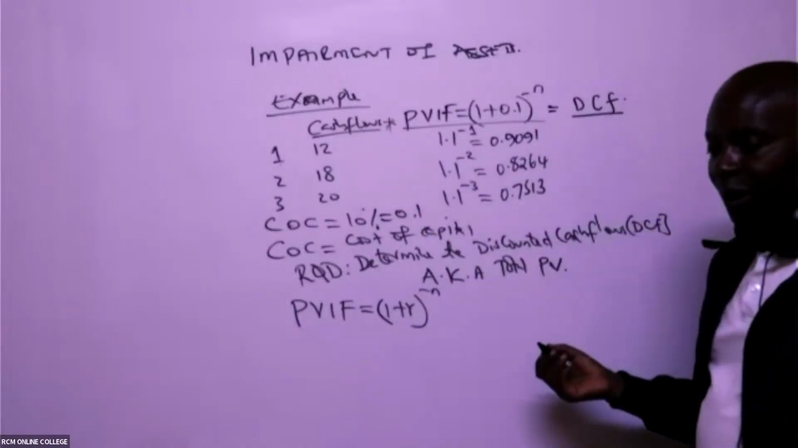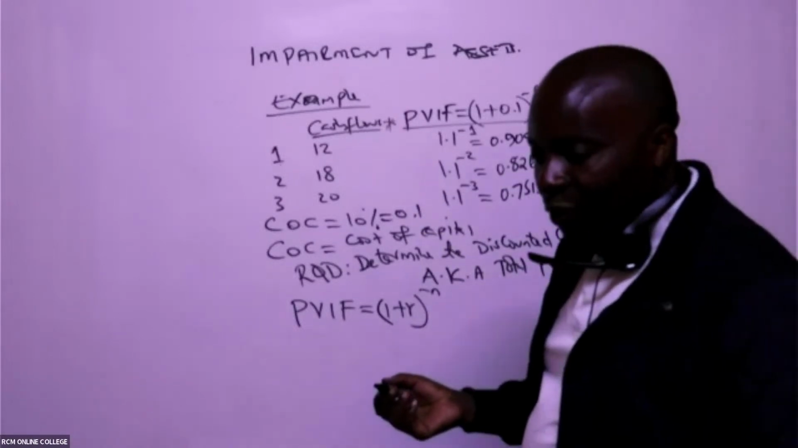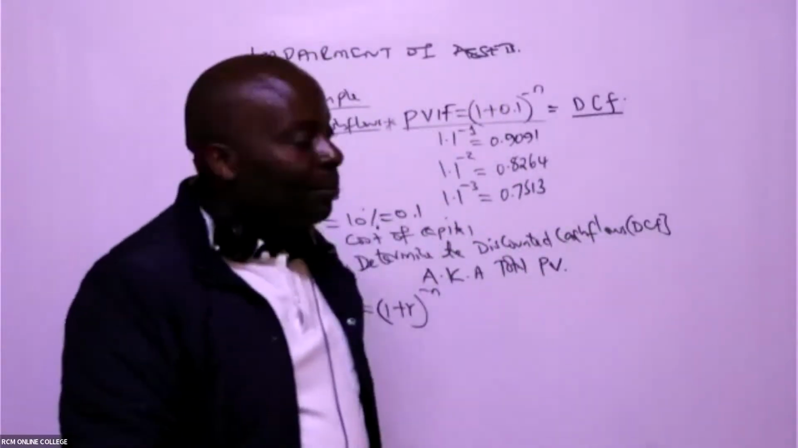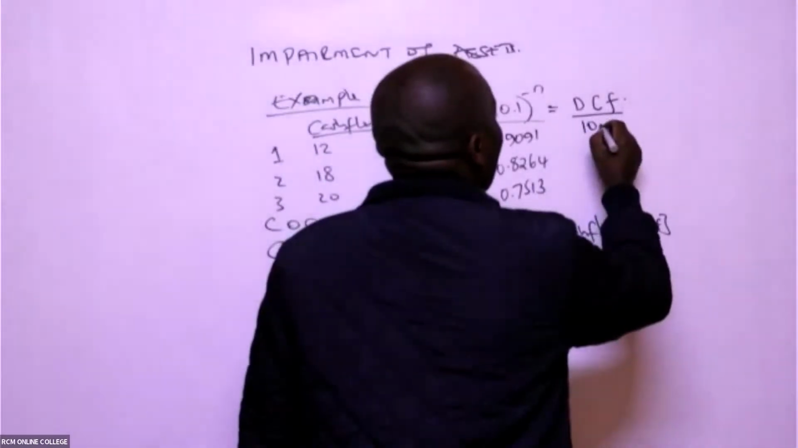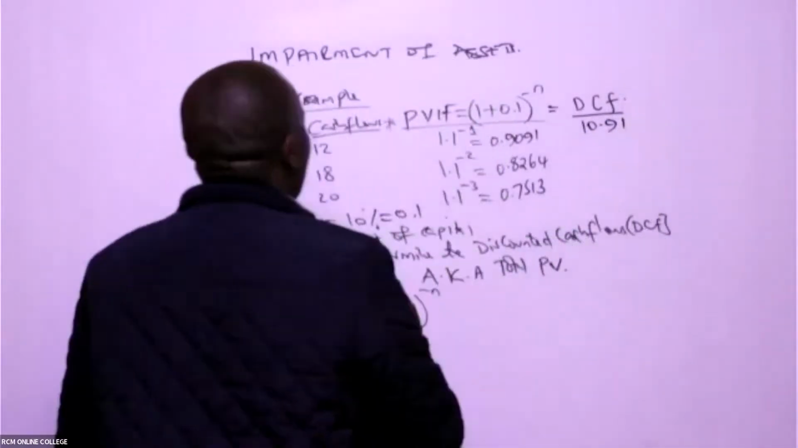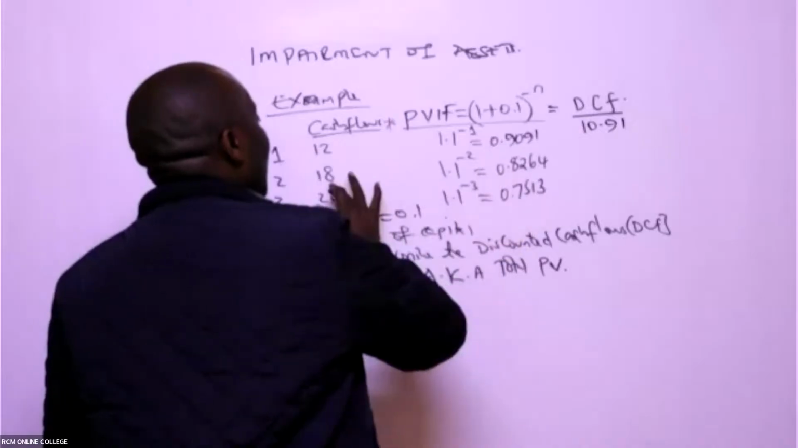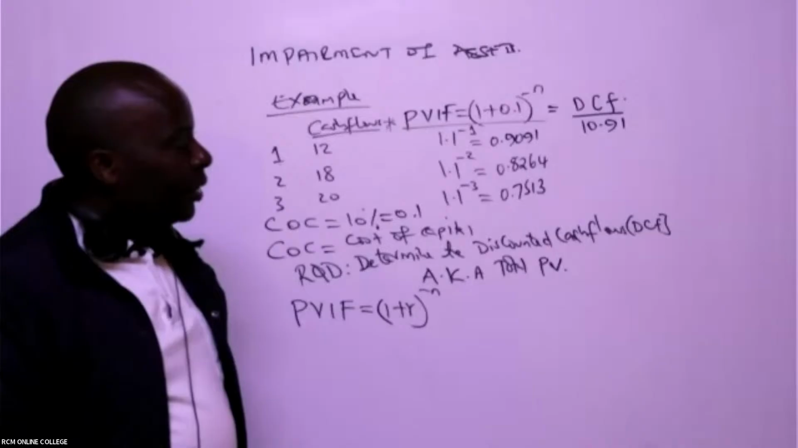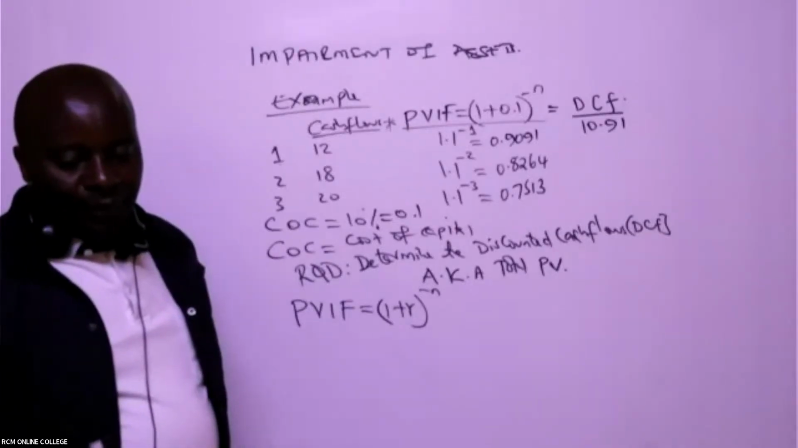Please give me this in terms of 2 decimal places. So the first one I'm being told is 10.91. Thank you very much. Then we have 18 times this. What are we getting there? 18 times 0.82 plus 64.